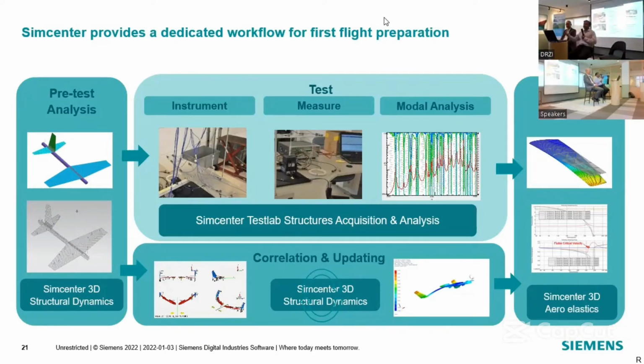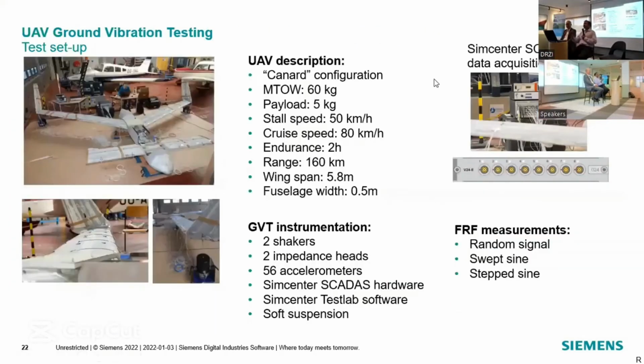So these are some of the examples of how we test. This is one of the UAV setups. Imagine the weight is around 5 kg, and you can see the wingspan is around 5.8 meters, the range is around 160, and the fuselage is around 0.5 meter. So now you look at that, for every test, it is important how many sensors you use and so on.